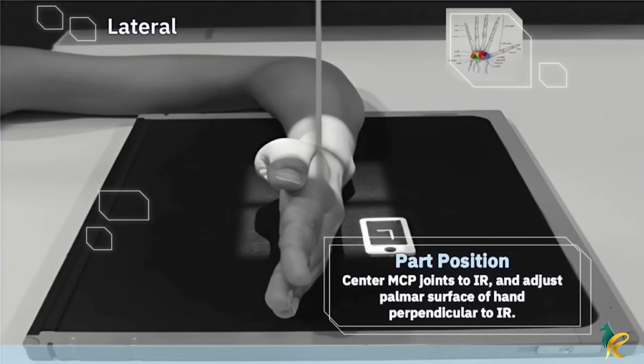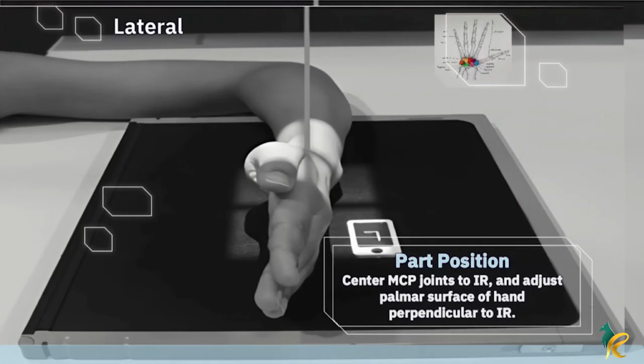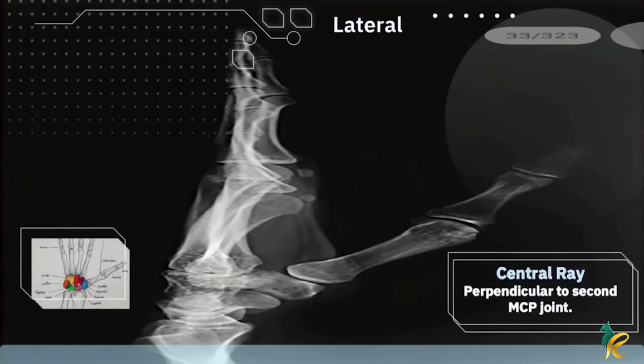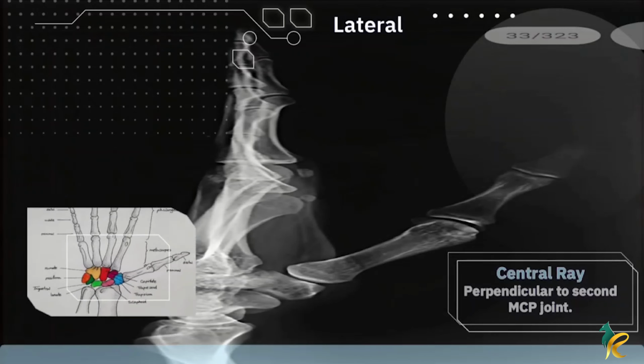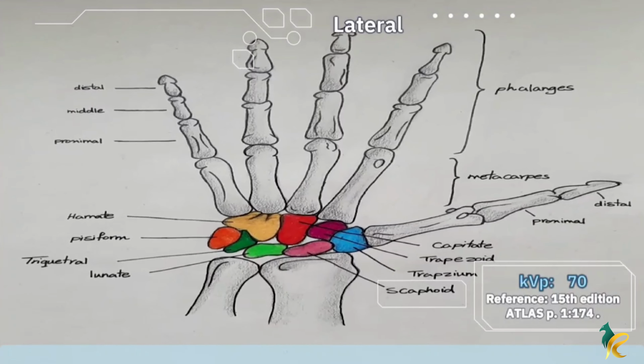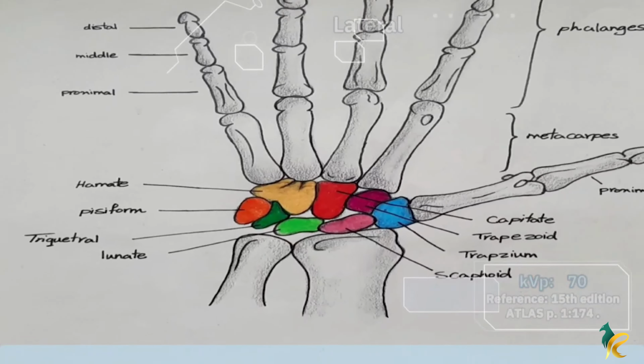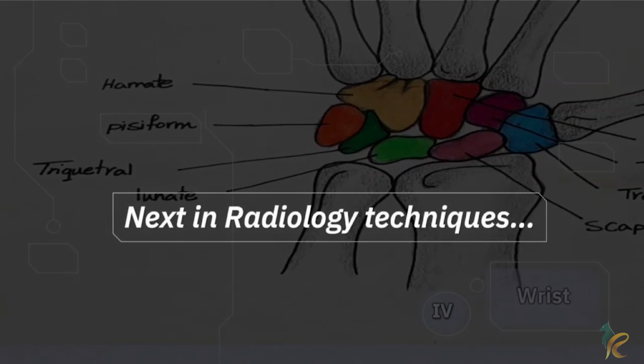We would need to center the MCP joint to the IR and adjust the palmar surface of the hand perpendicular to the IR. Our central ray is perpendicular and our kVp is 70. We increase the kVp due to the increase of bone density in our wrist. In this technique, due to the superimposition of the radius and ulna's head, we have increased bone density in our wrist, so we need to slightly increase our kVp.